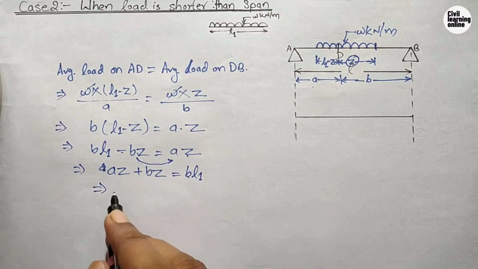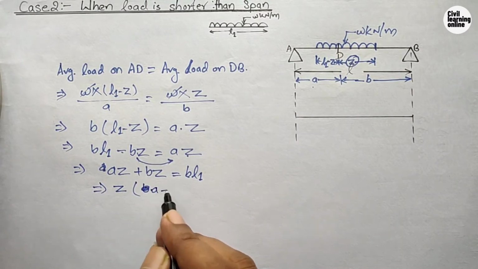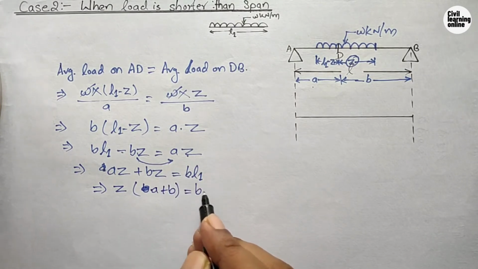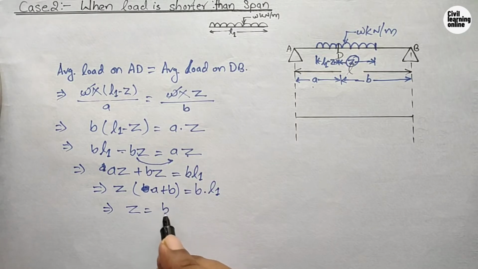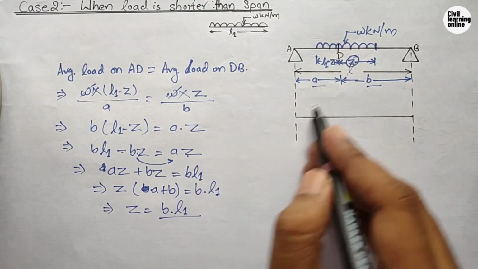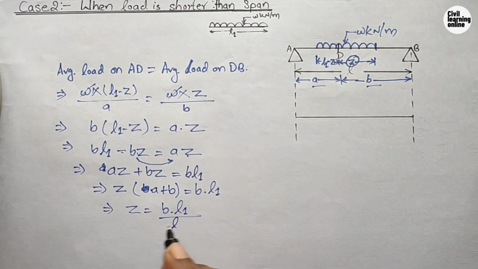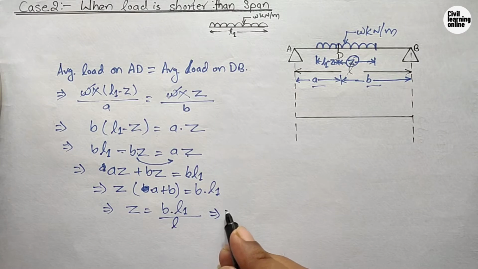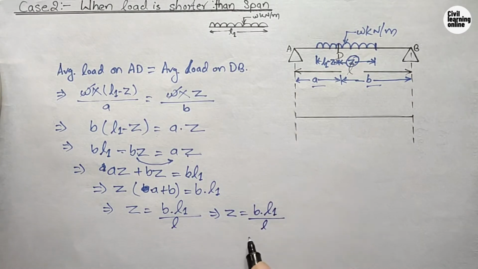Now from here take Z common. On taking Z common, we will have Z times A plus B equals B times L1. So from here we will have Z equals B times L1 by A plus B. This sum of both A and B is going to be the whole L. So from here we will have Z equals B times L1 by the whole span L.